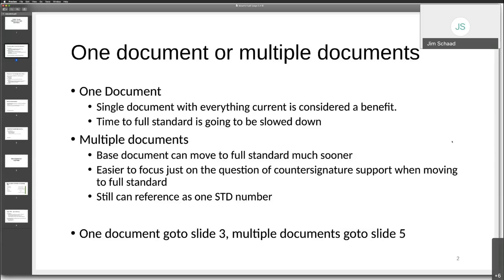I have a question. You said 18 months. Is that a reasonable guess of what the delay would be if we went with one document? I think so. If we go with one document, we're going to have to pull the structure document back into the working group.